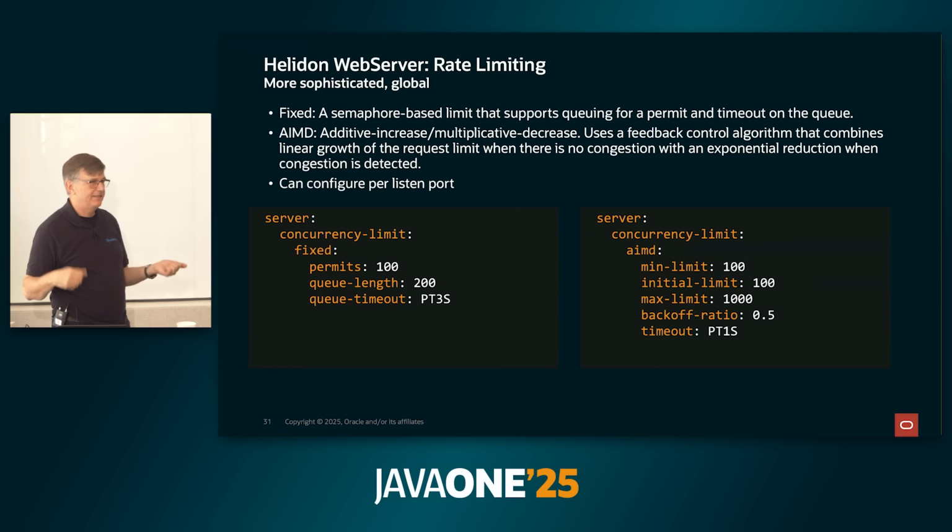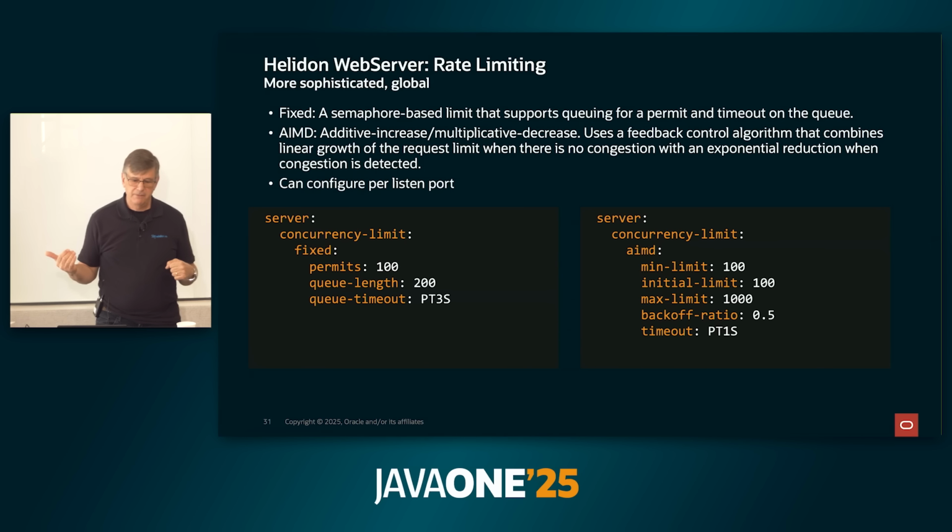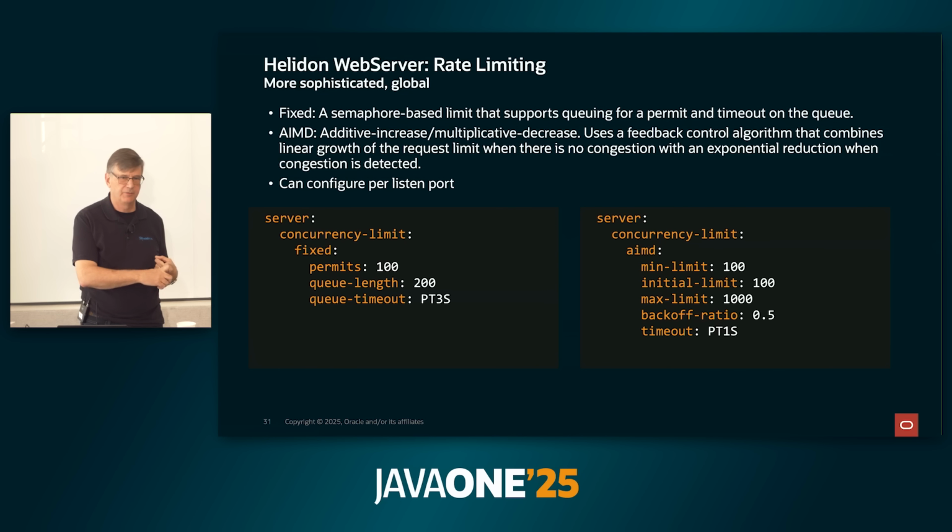We have more sophisticated rate limiting features for handling concurrency. These again are global to the server, but there are two algorithms. One is kind of a fixed algorithm, which will look kind of a familiar pattern. You say how many concurrent requests you want to handle and how deep you want your backlog queue to be. And then web server will then do that rate limiting for you.